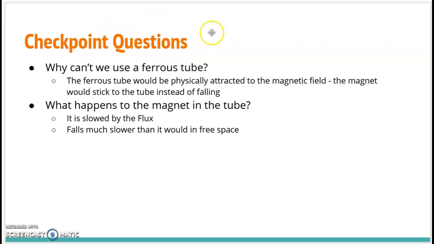So the reason we could not use a ferrous tube is that it would be physically attracted to the magnet, and so the magnet would just stick to the side of the tube instead of falling. And because we are dropping the magnet through the tube, it generates a flux, causing the magnet to be slowed, resisting the fall of the magnet. So this causes the magnet to fall much slower than it would in free space. So T is much higher than it would be if we just dropped the magnet in free space.